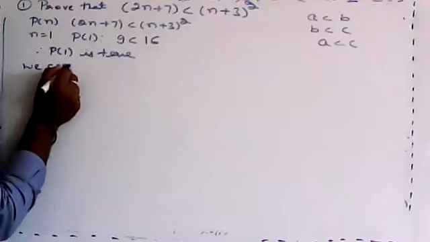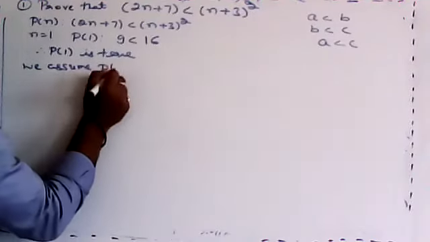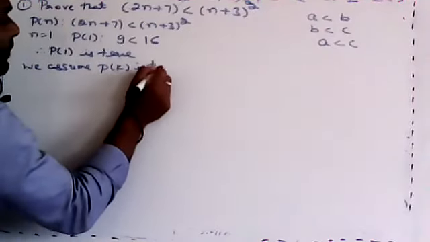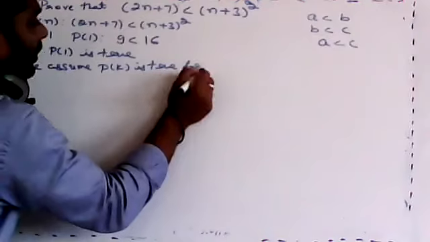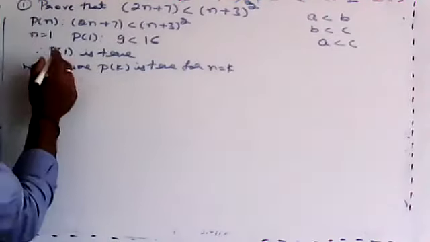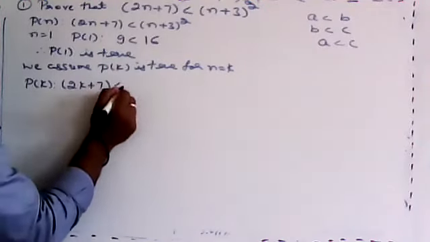Now move on to the next one. We have to assume P of k is true, for n is equal to k. So P of k: 2k plus 7 is less than (k plus 3) the whole square. Correct? Next.